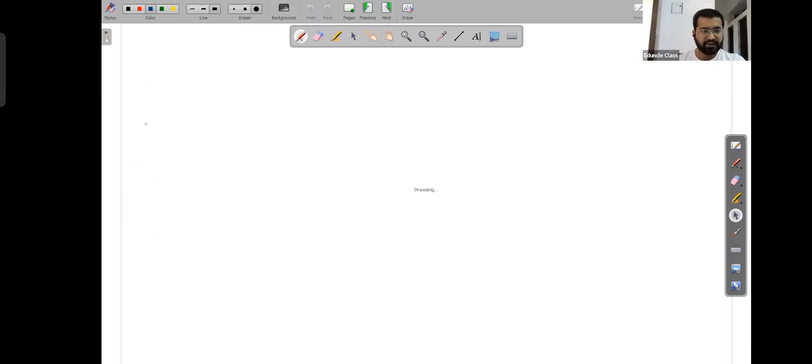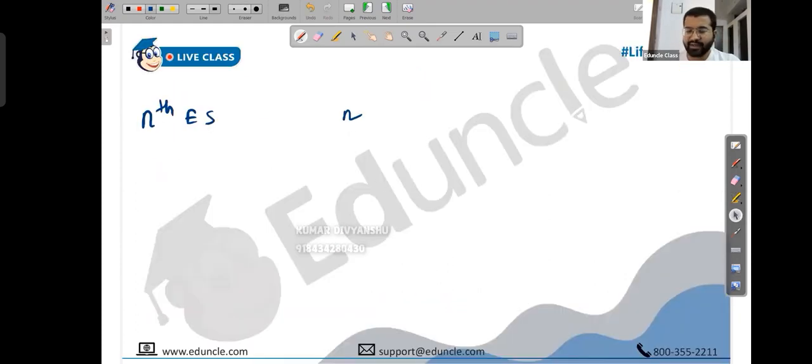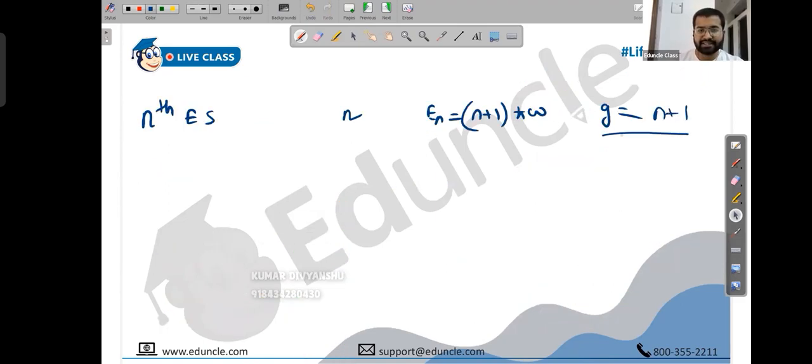Okay. So we have for the nth excited state, the value of this nx, ny, we don't care. But the value of n: first excited is 1, second excited is 2, third excited state is 3, and nth excited state has value n itself, people. Now En is (n plus 1) squared omega. And the value of degeneracy, as you clearly see, people, for 0 it is 1, for 1 it is 2, for 2 it is 3, for 3 it is 4. So G will be n plus 1. That's the degeneracy of the nth excited state.